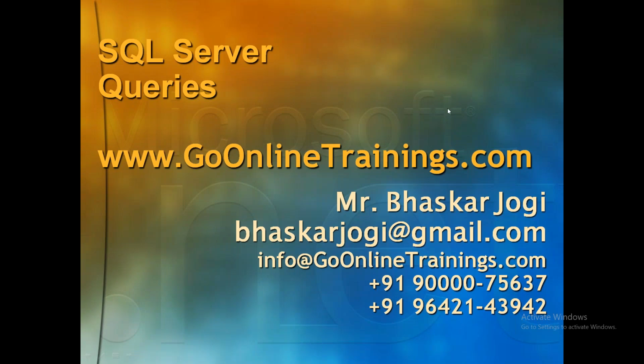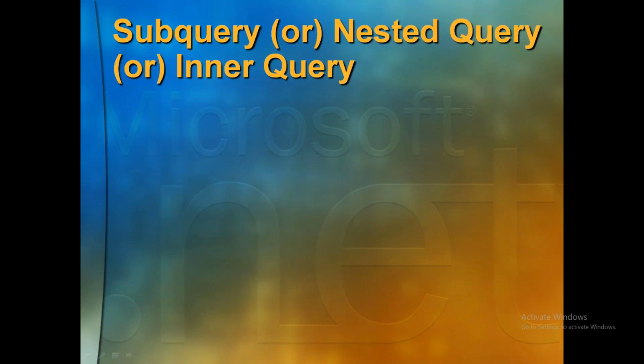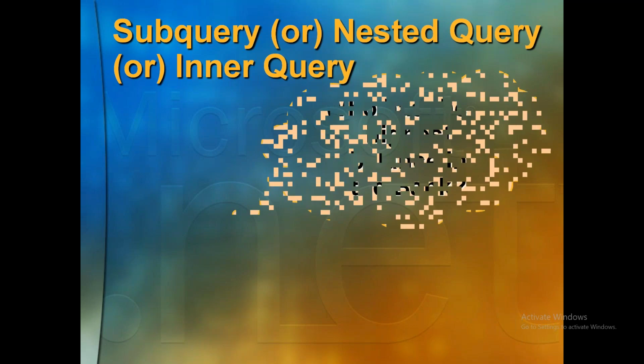We were discussing subqueries yesterday, and we'll discuss correlation subqueries today as well. So there are two types of subqueries. One is called normal subqueries, that is general subqueries, and the other is correlation subqueries. These two are called subqueries. Clear? So what is a subquery? We had seen, right? A subquery is called a nested query or inner query.